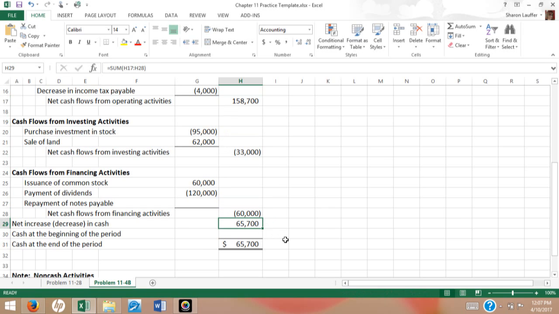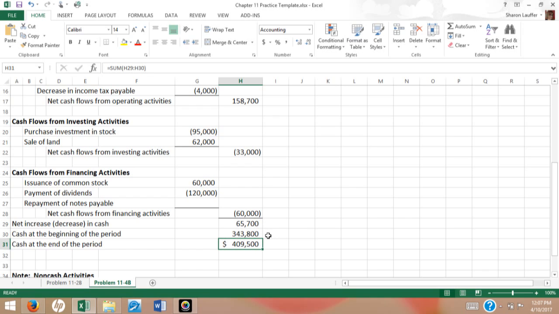The cash at the beginning of the period, you have to go up to your balance sheet. We're dealing with 2018 here, so the beginning cash in 2018 was the ending cash in 2017. So you actually have to look at the balance sheet for December 31st, 2017 to get the January 1st, 2018 amount. And that cash was $343,800. So I'm going to put that in there.